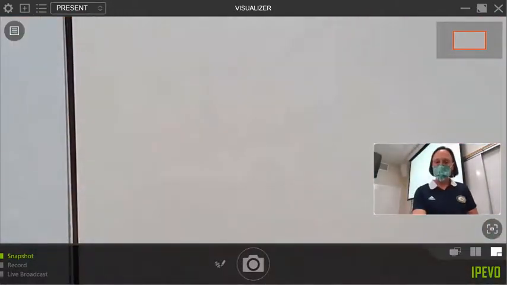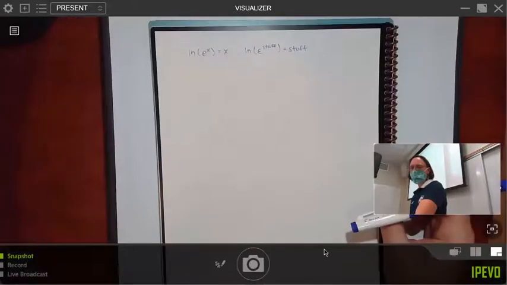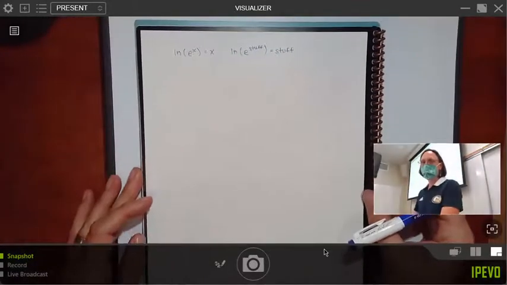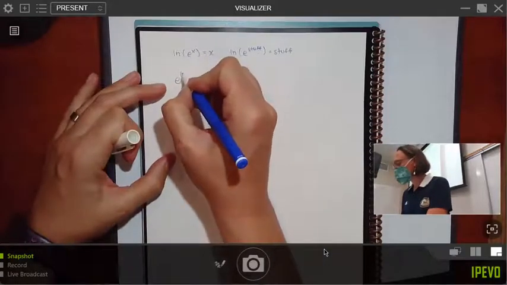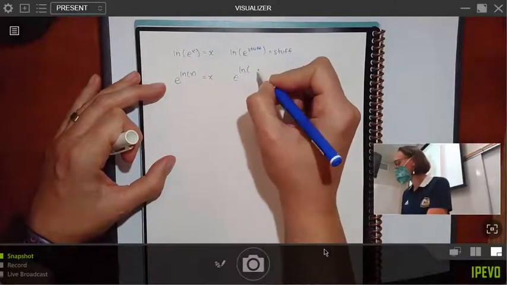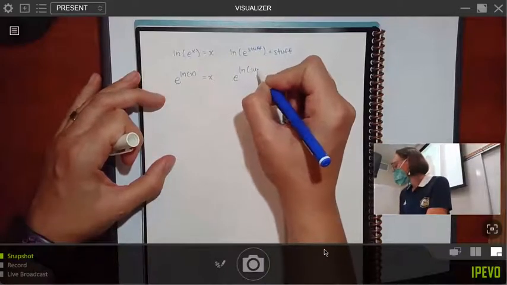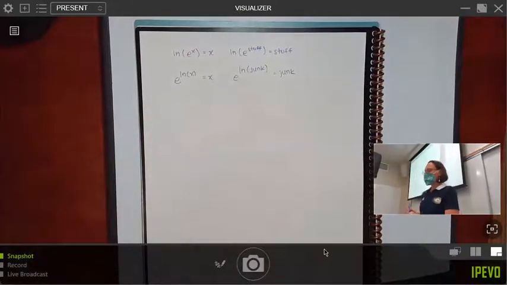And if I take a look at that similar statement, but in reverse, thinking about it with exponentials, e to the natural log of x is equal to x, or e to the natural log of some junk is equal to the junk. And that's what is meant by the inverse properties.